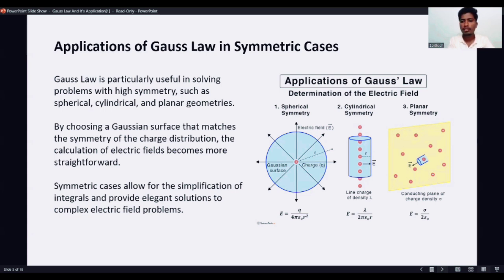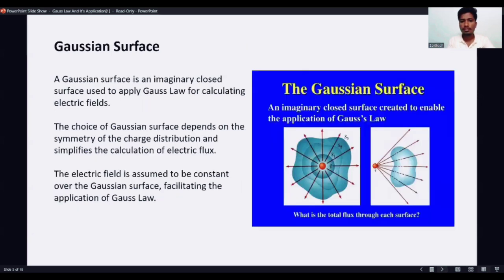So here are the applications of Gauss law, the determination of electric field: spherical symmetry, cylindrical symmetry, and planar symmetry. And there are equations too. When it is spherical symmetry, the equation is E equals Q divided by 4 pi epsilon naught r squared. When it is cylindrical, it is lambda divided by 2 pi epsilon naught r. And when it is planar symmetry, E equals sigma divided by 2 epsilon naught.